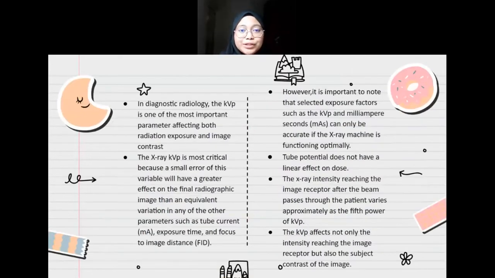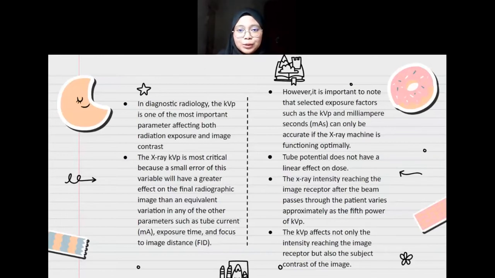In diagnostic radiology, the kVp is one of the most important parameters affecting both radiation exposure and image contrast. The X-ray kVp is most critical because a small error in this variable will have a greater effect on the final radiographic image than an equivalent variation in any of the other parameters, such as tube current mA, exposure time, and focus to image distance, FID.